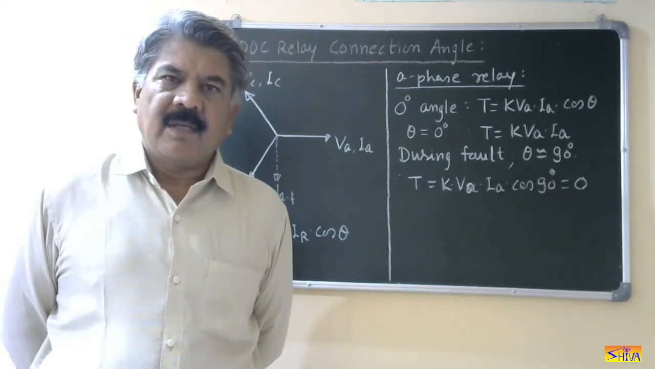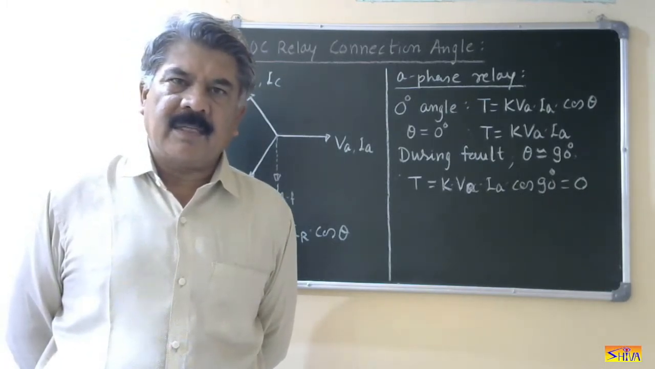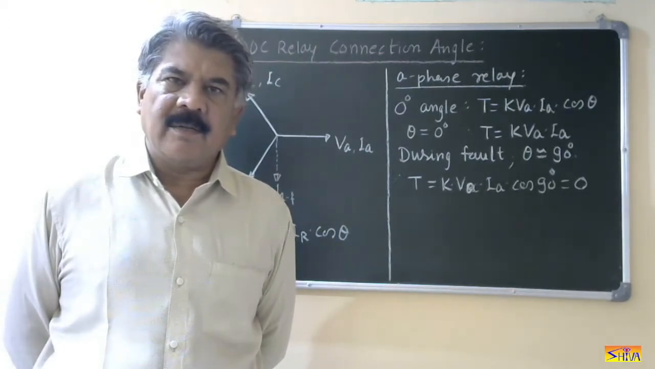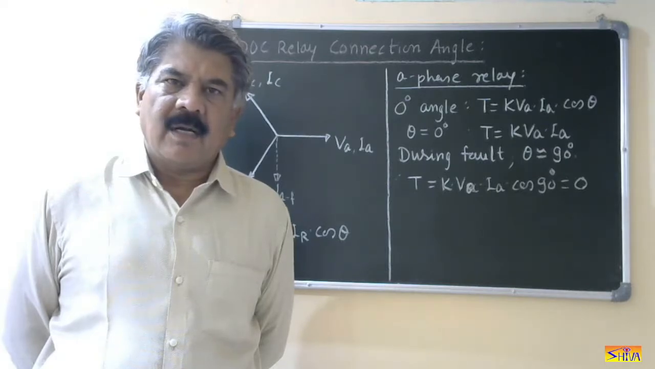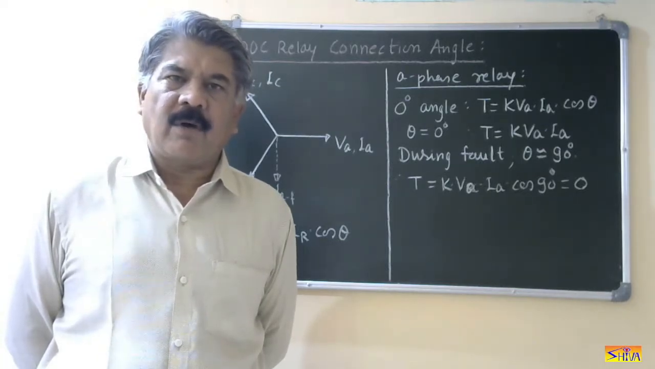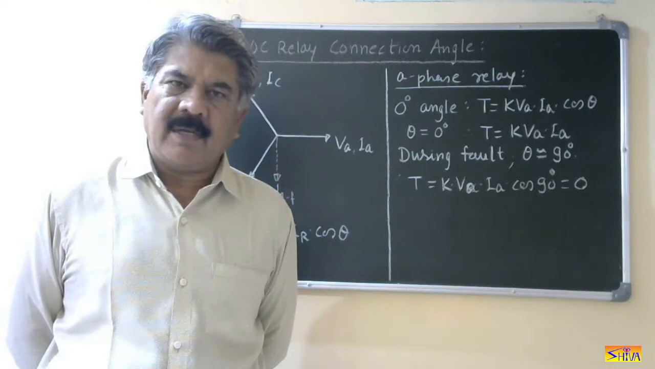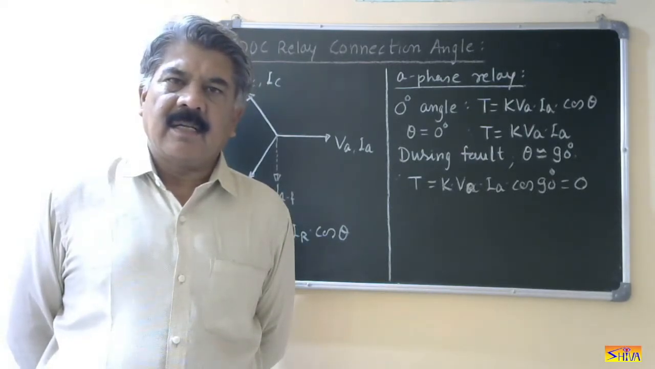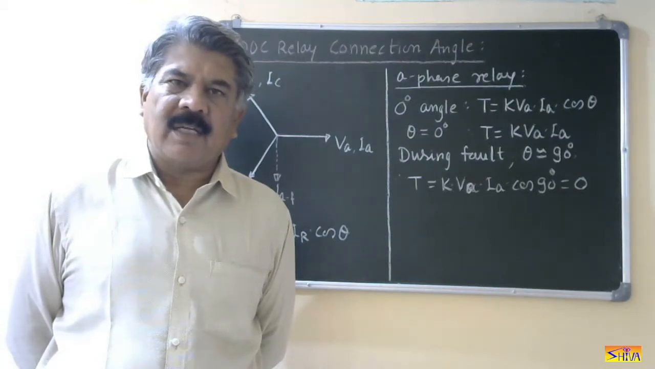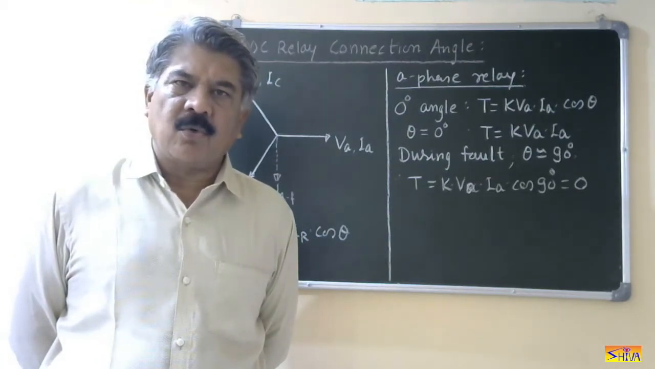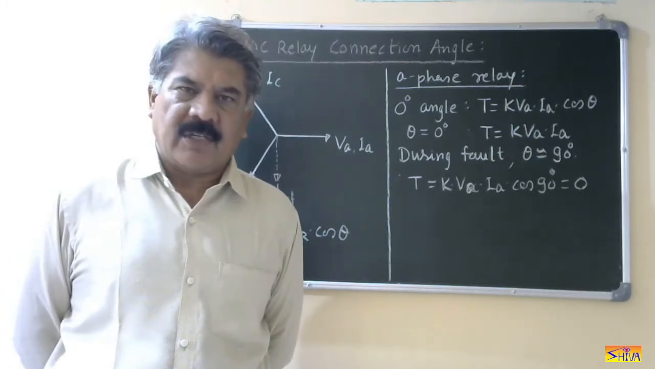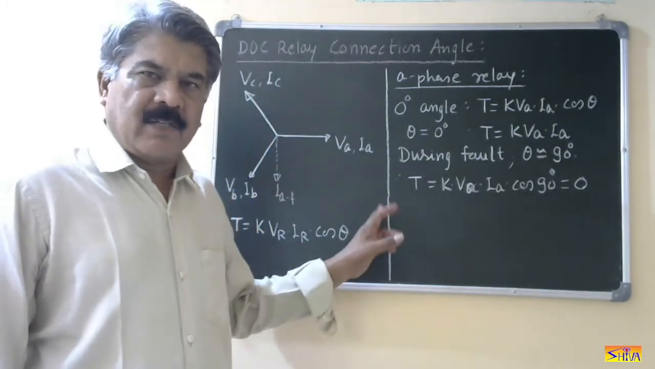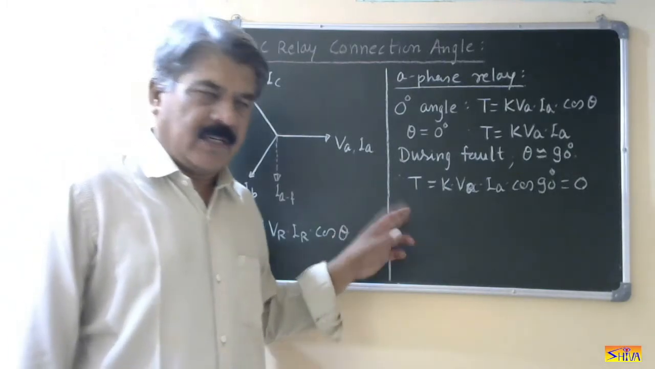Definition is it is the angle by which relay current is leading the relay voltage under balanced load unity power factor condition. I will repeat. It is the angle by which relay current leads the relay voltage under balanced load unity power factor condition. So first we draw the phasor diagram of balanced load with unity power factor condition.